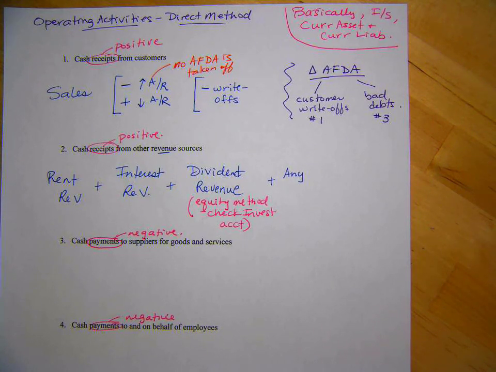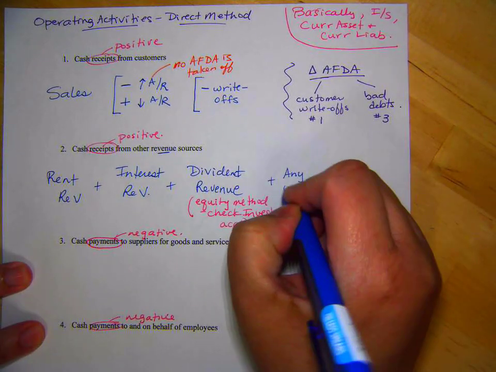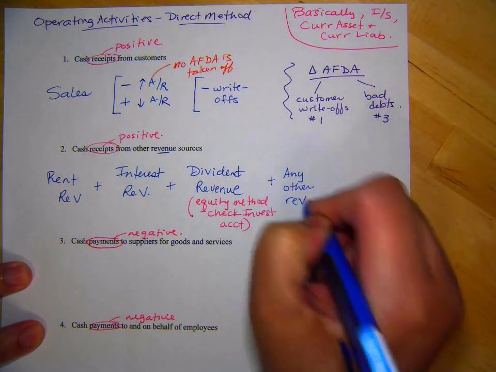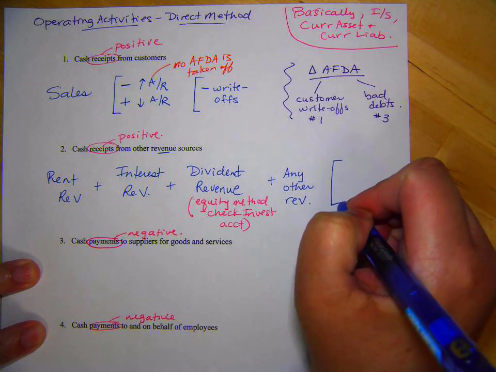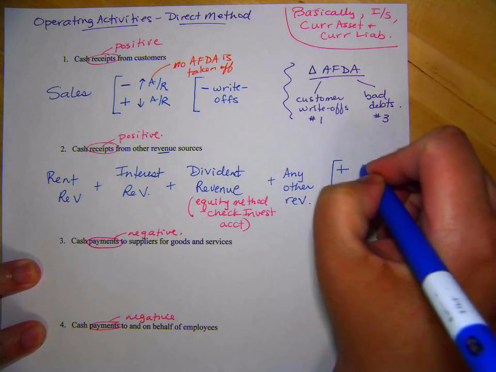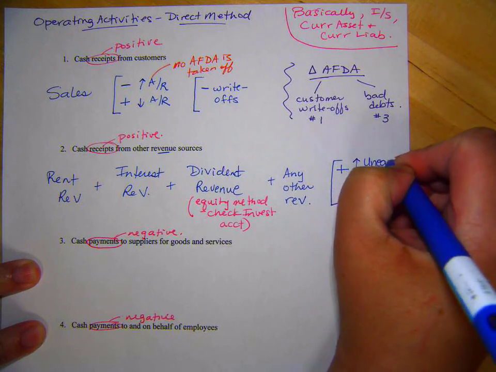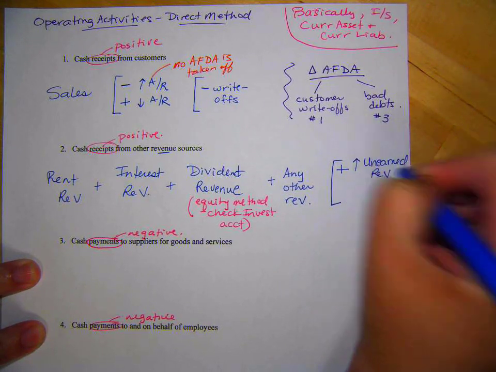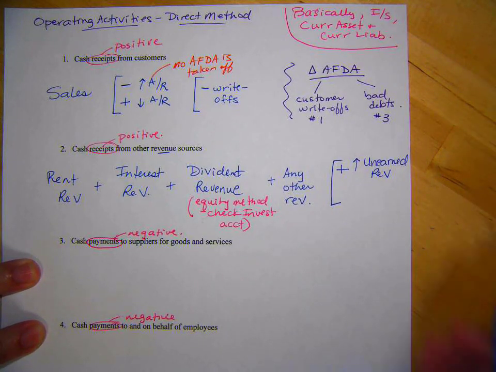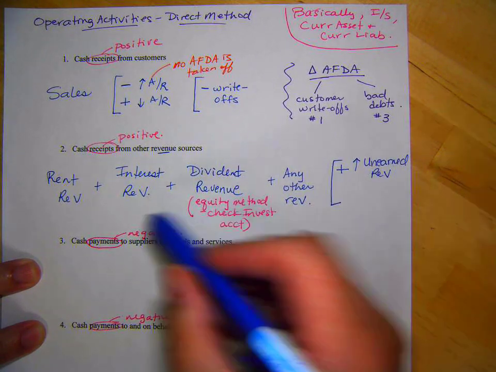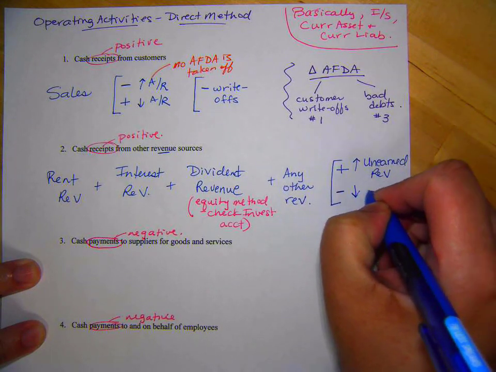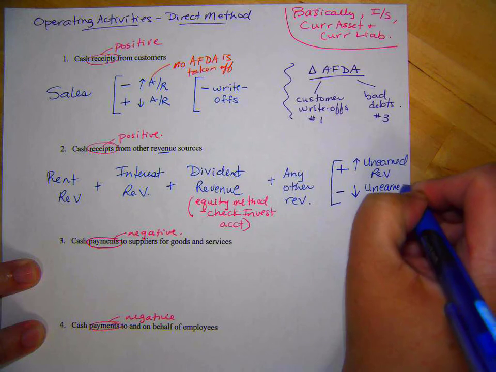Okay, so any other revenue? Excuse me, sorry about that. Any other revenue? And we have the unearned revenue category. So we're going to add increases in unearned revenue. Because if unearned revenue goes up, that means, remember it's a liability, we got cash, we debit cash, so we'd add that on.